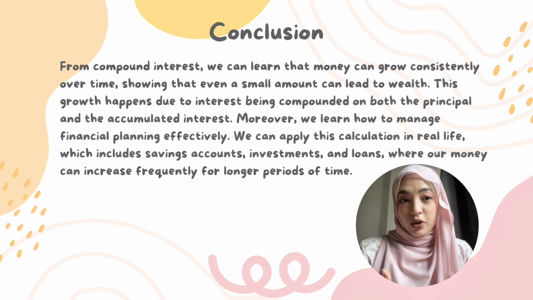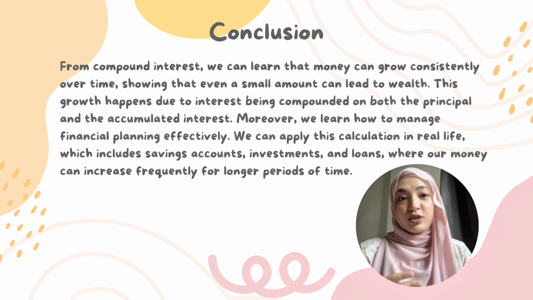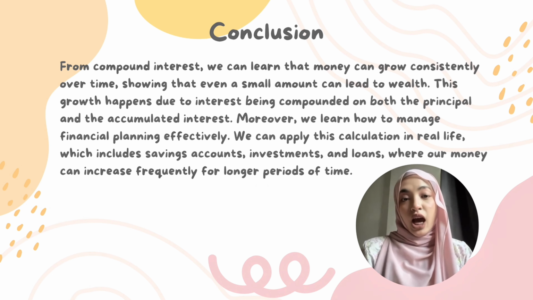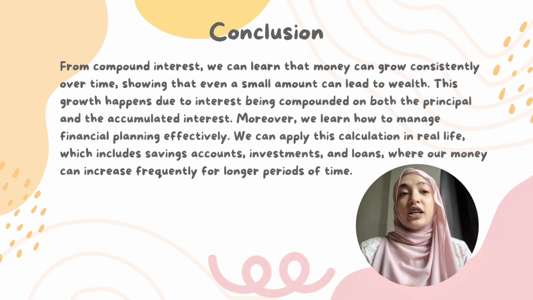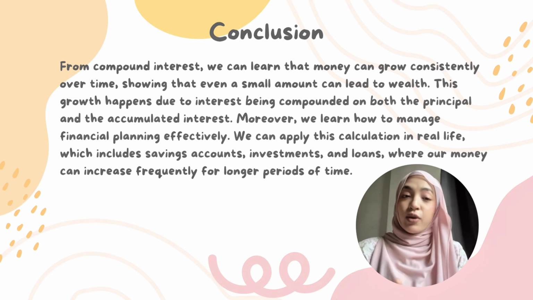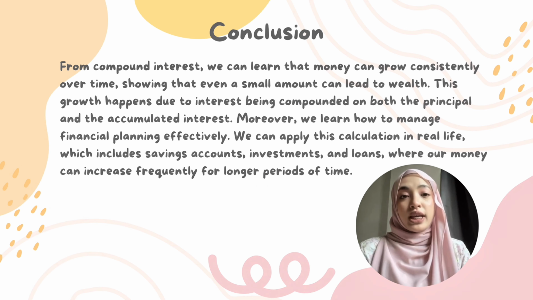So, conclusion for compound interest: from compound interest, we can learn that money can grow consistently over time, showing that even a small amount can lead to wealth. This growth happens due to interest being compounded on both the principal and accumulated interest. Moreover, we learn how to manage financial planning effectively. We can apply this calculation in real life, which includes savings accounts, investments, and loans, where our money can increase frequently for a longer period of time.